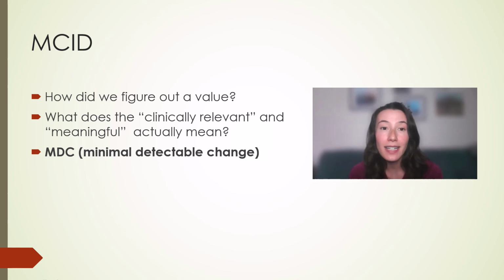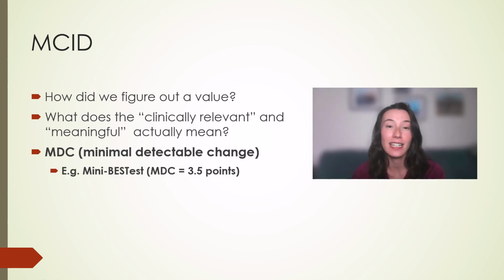So the MDC, it's another statistics term. This one essentially is the smallest value that a person can get in a functional outcome measure in which the difference of their score from doing it the first time to the second time is beyond just getting that score due to chance. So here's an example.